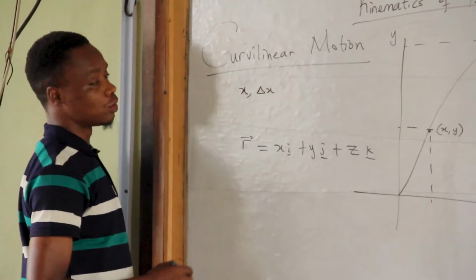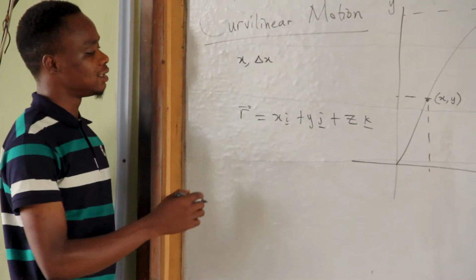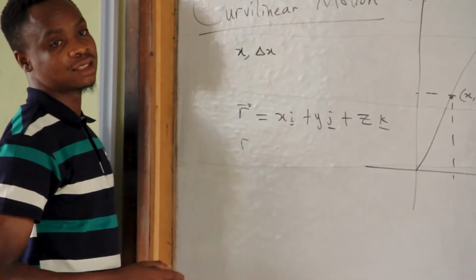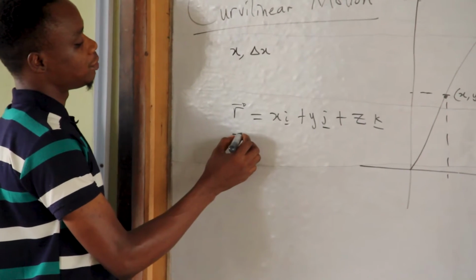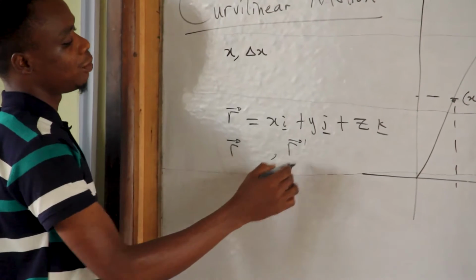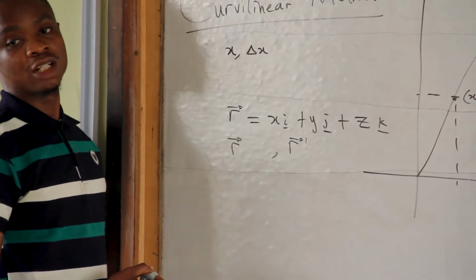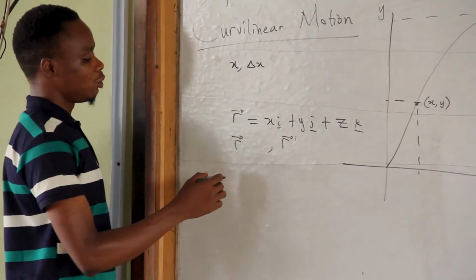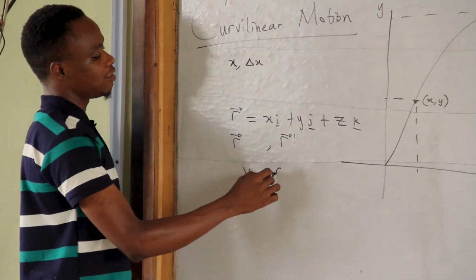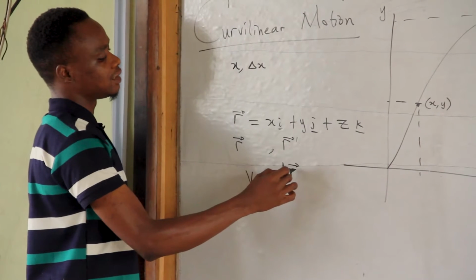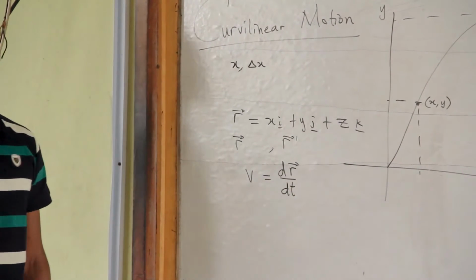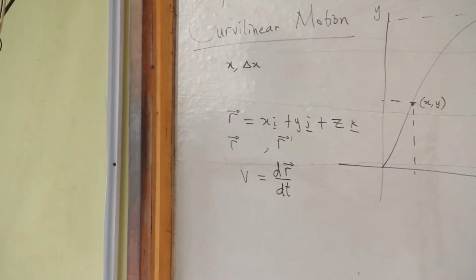So in this case also, it may happen that an object is initially located at a position R and later located at some position R prime. We'll also be interested in getting the velocity of the object. The velocity is defined similarly. It is defined as the derivative of the position coordinate with respect to time. Now, a position vector with respect to time. Does that make sense to you?